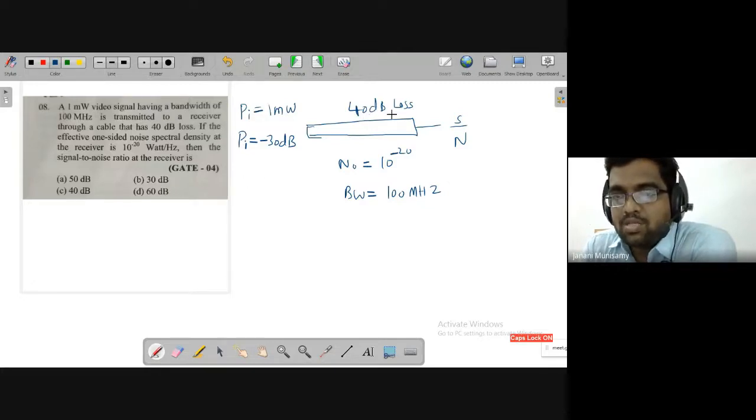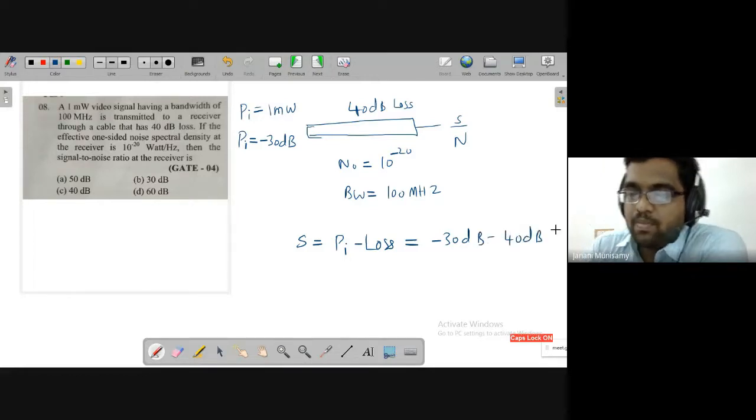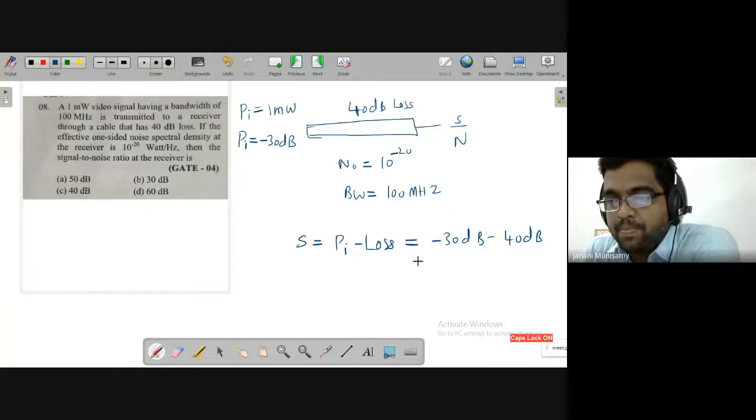Then the loss is already there. So what signal power will I receive at the output? The signal power is equal to input power minus loss. Input power is minus 30 dB, and minus the loss, that is minus 40 dB. So totally the power available at the output of the cable is minus 70 dB.